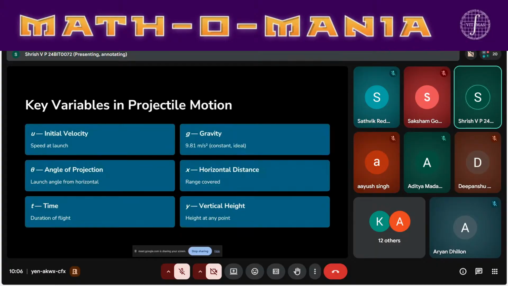Now, we will see the key variables in projectile motion. U denotes the initial velocity, theta denotes the angle of projection, t denotes time, and g denotes the gravitational constant, which is 9.81 meters per second squared. x denotes the horizontal distance, and y denotes the vertical height of a projectile at any point.